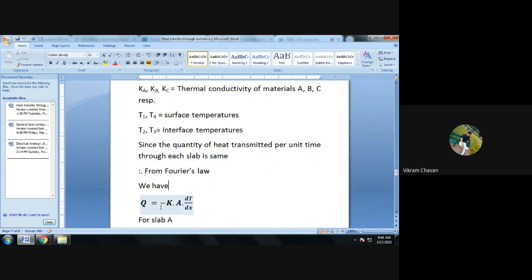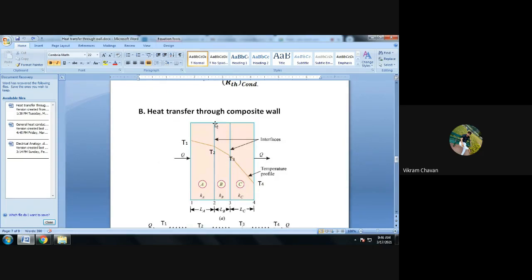Now if you apply this particular Fourier's law for slab A. Another important point is that in a composite slab, the heights are equal and the lengths are equal, so that we can say that the area for each slab is constant. Area is not going to change. Heat is transferring in this direction, and the area perpendicular to this particular slab will be constant for each slab.